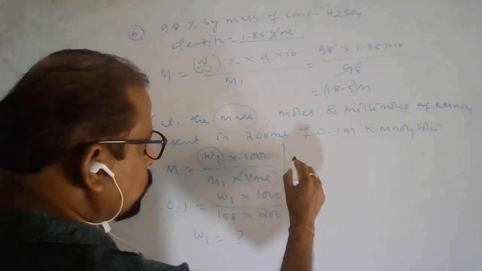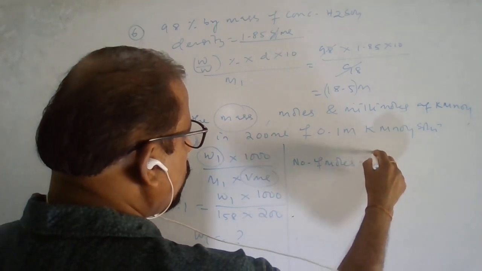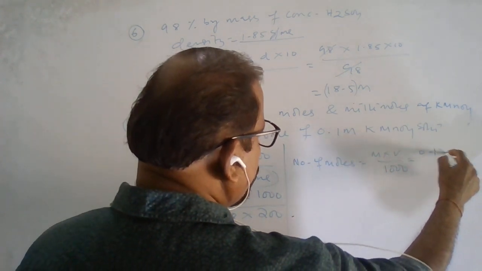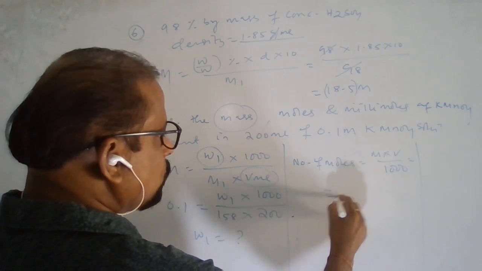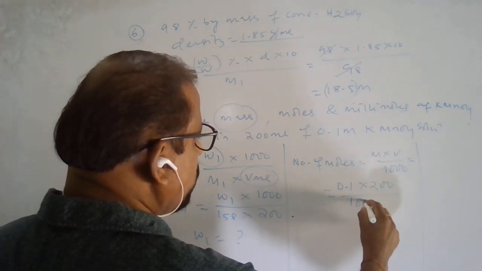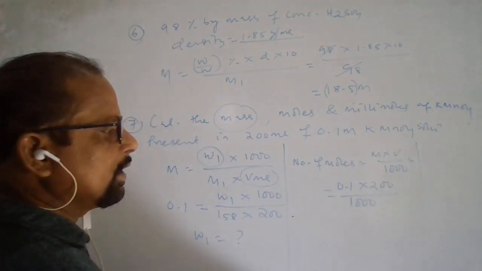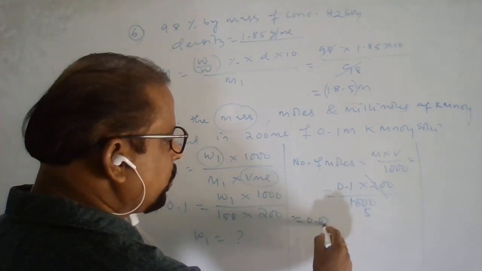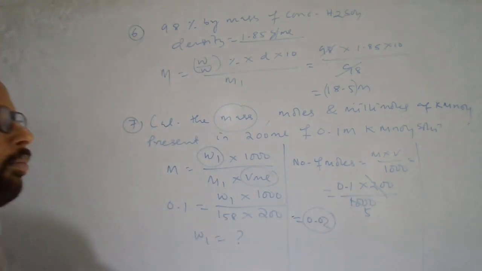Then the number of moles. The formula is number of moles is equal to the molarity into volume by 1000. So the molarity is 0.1, volume is 200, by 1000. Whatever it is coming, that is the answer. It will be cancelled, it will be 5. 0.1 by 5, that is equal to 0.02 moles. This many moles will be there.